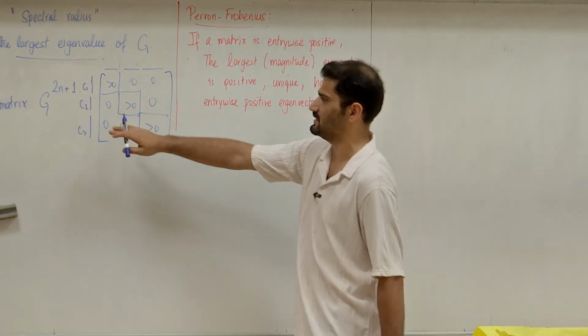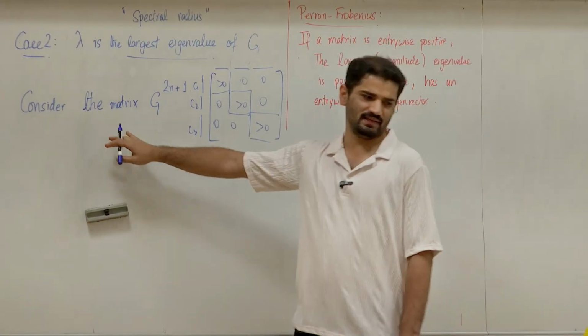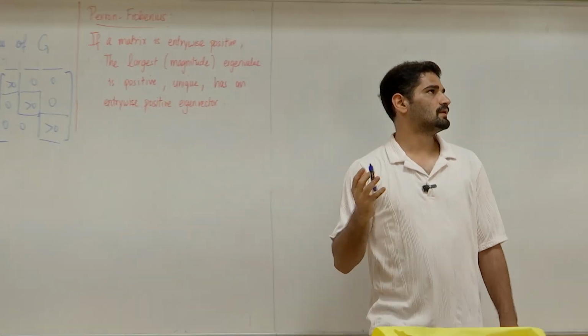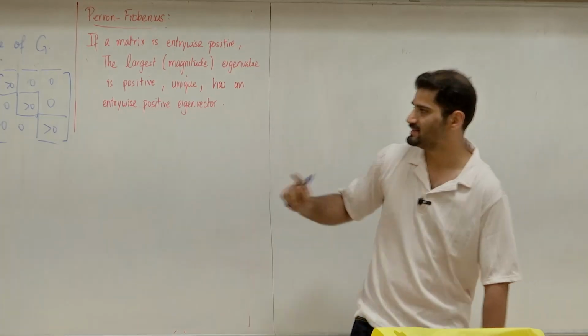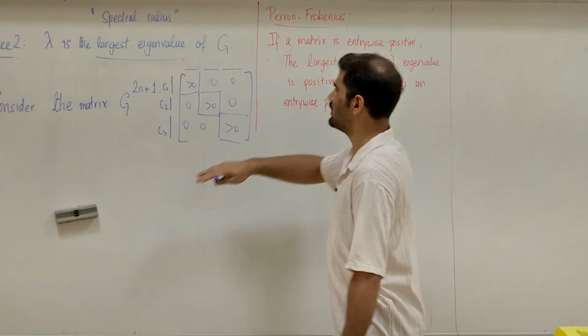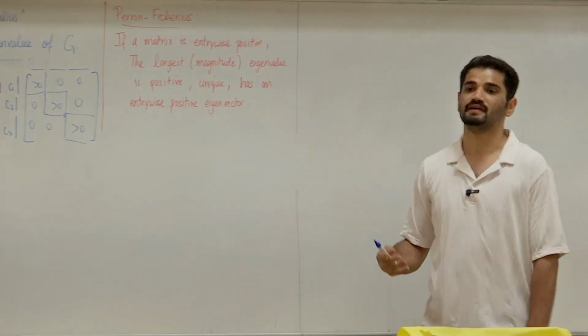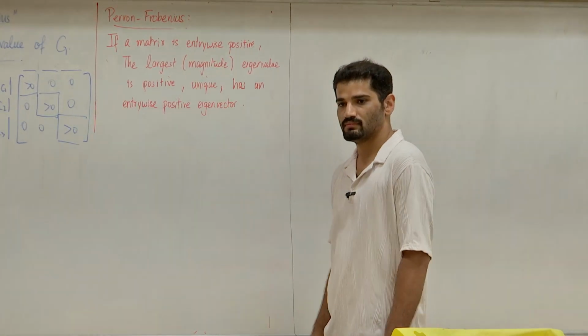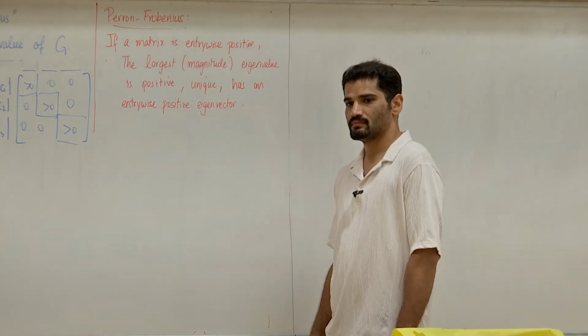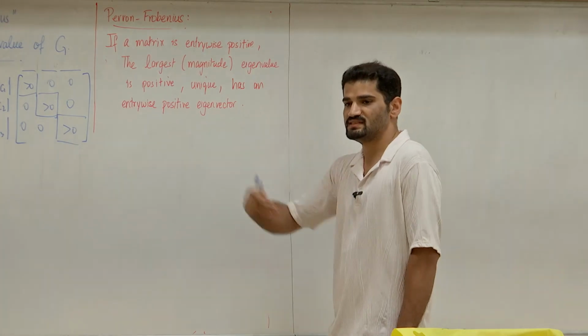These matrices also have a name. I think they're called primitive matrices. They are not positive, but if you take a high enough power, yeah. So it's necessary that there exists a 2n plus 1 length path between any two vertices. Yeah, just take the shortest path.